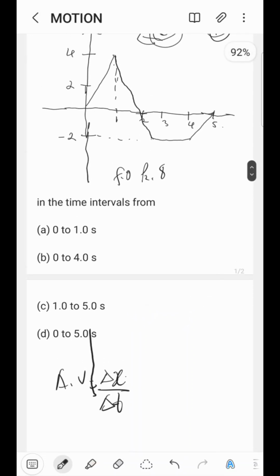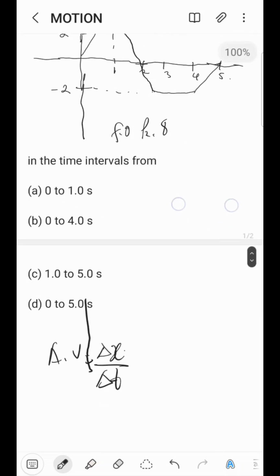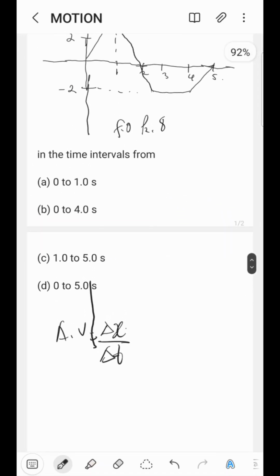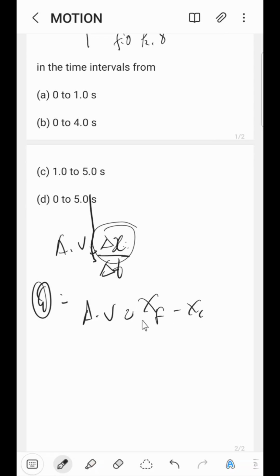Okay, so let's get into the question. Find her average velocity in the time intervals from 0 to 1 second. All right, so we begin. So A, what is our A? We'll start with, what is our change in displacement? Let's say our final minus initial over final time minus initial time. Okay, this is how we do it.